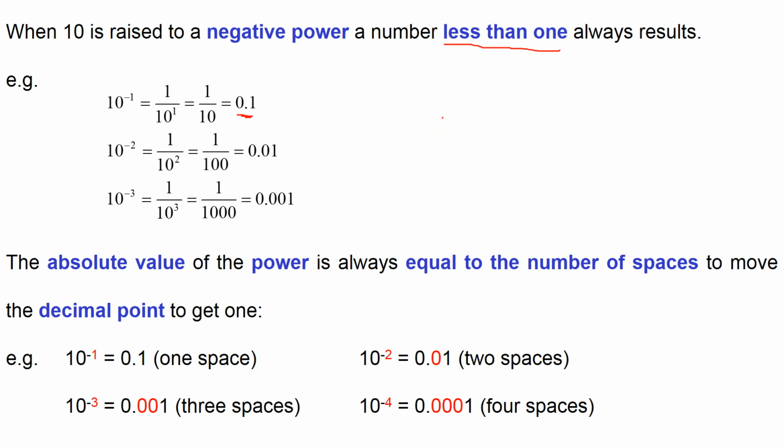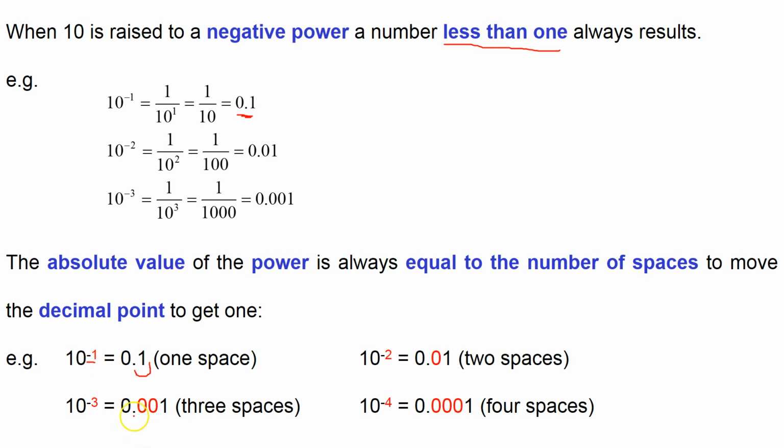So what does our number look like in decimal form versus as a power of 10? Well, when we have a negative exponent, the absolute value of the power of 10 is always equal to the number of spaces that we need to move the decimal point to get 1. In this case, I'd have to move the decimal point 1 space to get 1. So that corresponds to 10 to the negative 1.